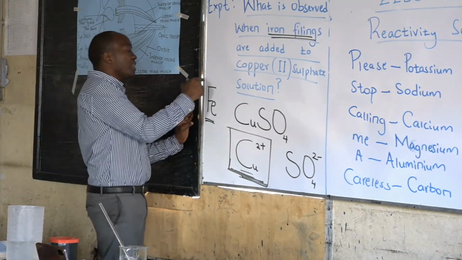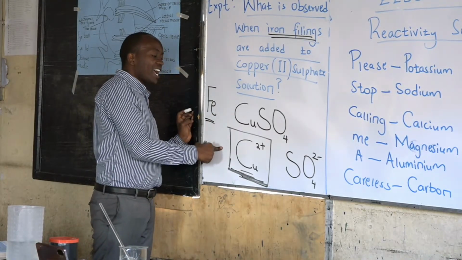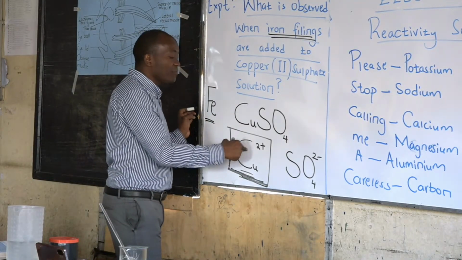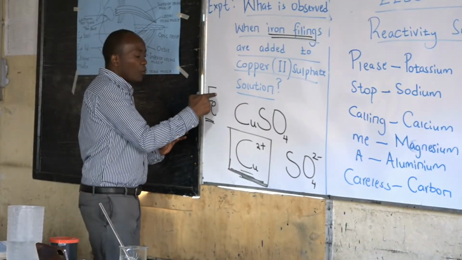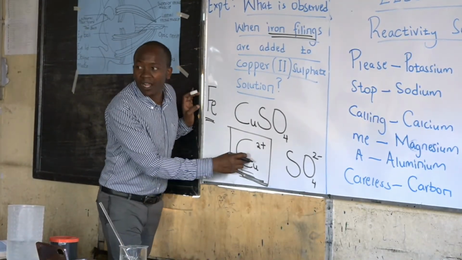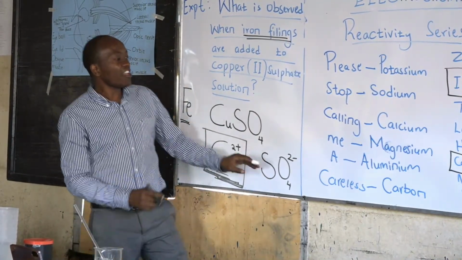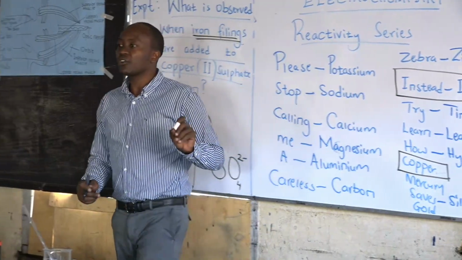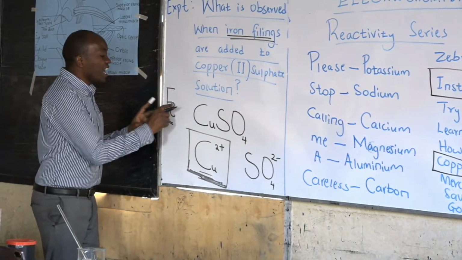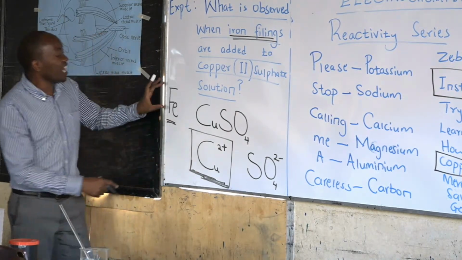So a more reactive metal will displace a less reactive metal from the solution. So iron will displace what? Copper from the solution, because iron is more reactive than what? Than copper.